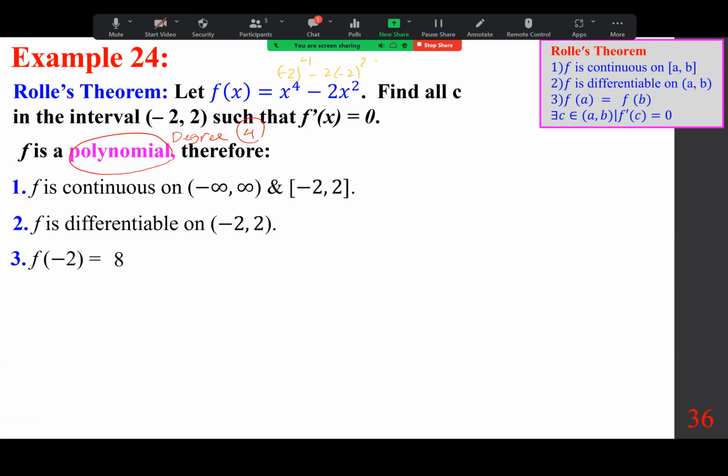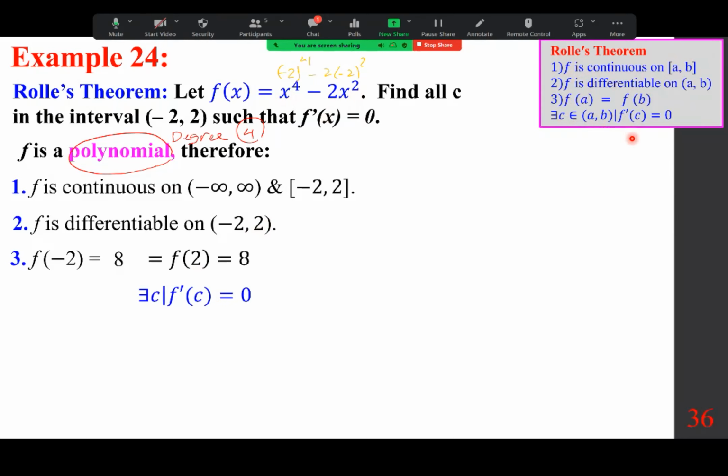If I plug in 2, a +2, 2 to the power of 4 is 16, 2 squared is 4 times 2 is 8, 16 minus 8 gives you the same answer. Because number one works, all the hypotheses, number 1, number 2, and number 3, there must be a C in the interval of A to B such that f prime of C is 0.